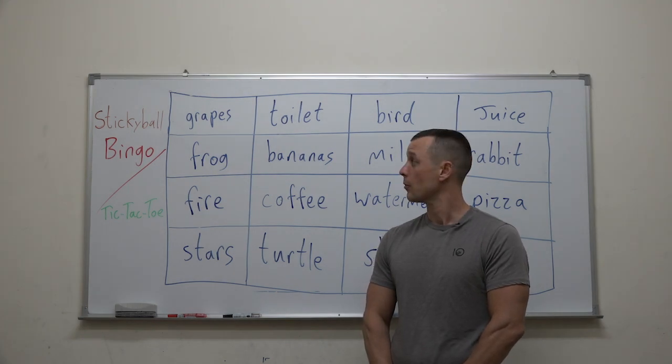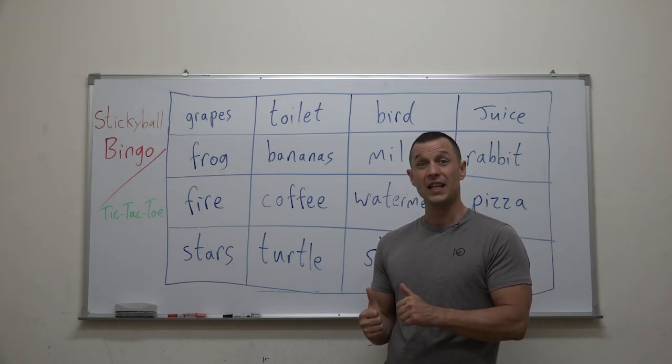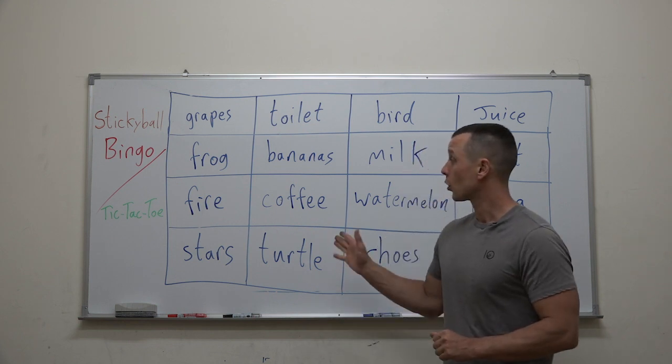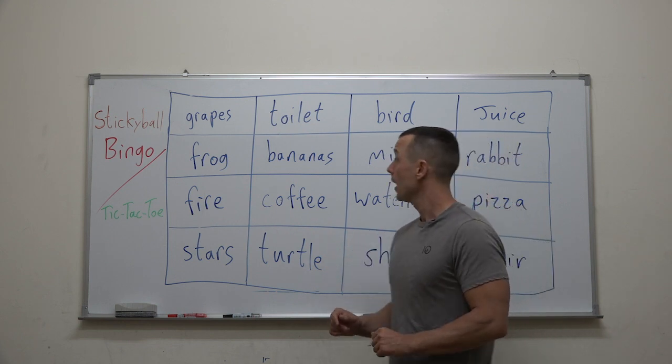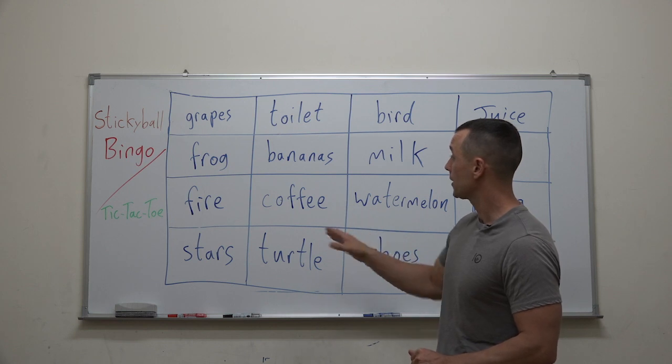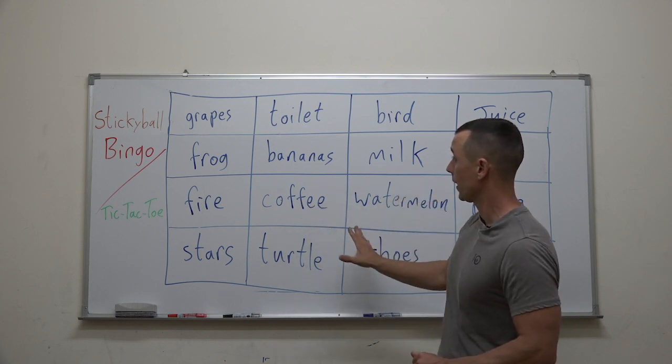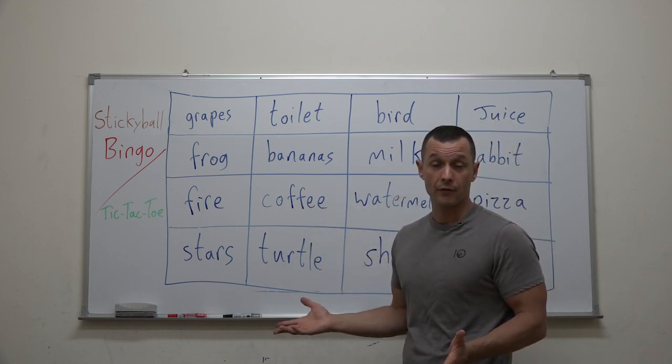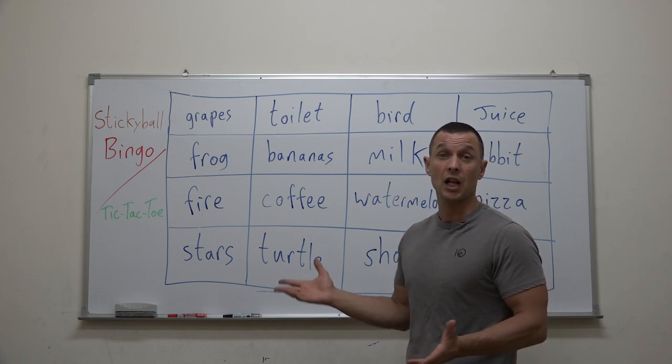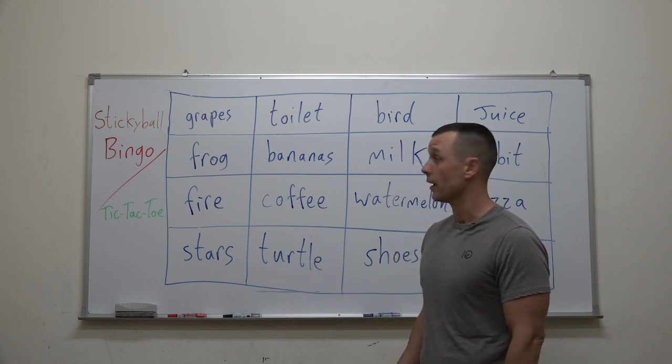Today's game is called Stickyball Bingo, or you could play the Stickyball Tic Tac version. Okay, so right here, this is the Stickyball Bingo version, and I have a 4x4 grid, so I have 16 words on the grid. You could also have a 5x5 grid if you want to and have 25 words. It'll just take longer. If you have more students, you could do that.